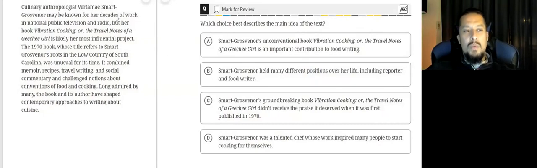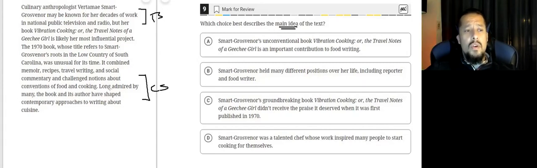Question number 9. So we read the paragraph. What is the main idea of the text? So one thing about non-fictional texts or informative texts, you're going to find the main idea either in the topic sentence or in the concluding sentences, especially the concluding sentence.